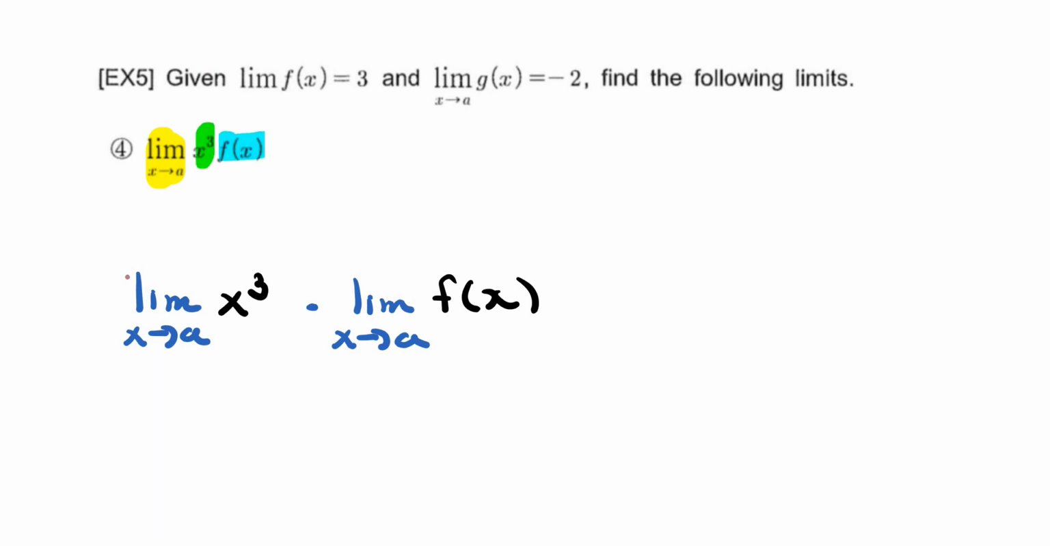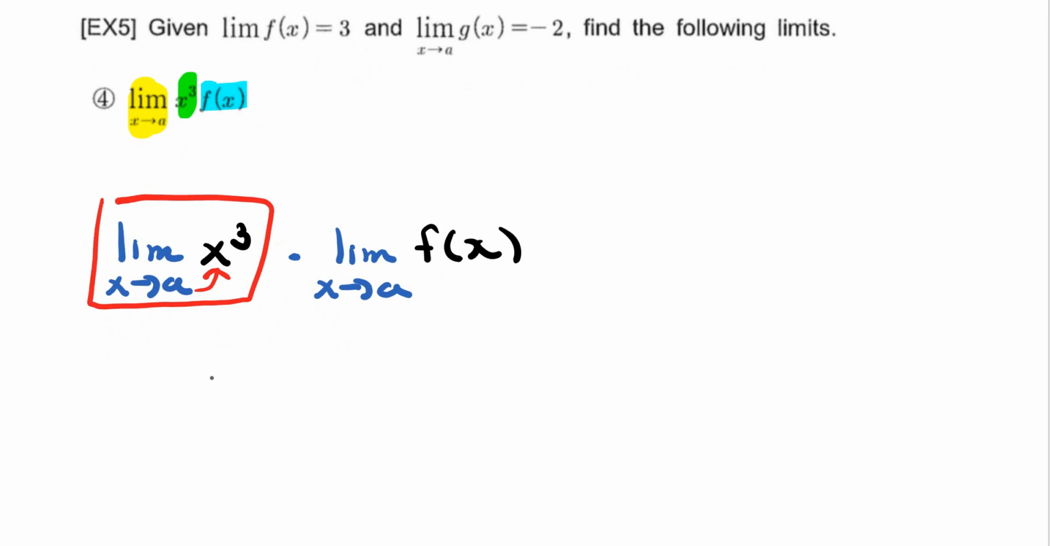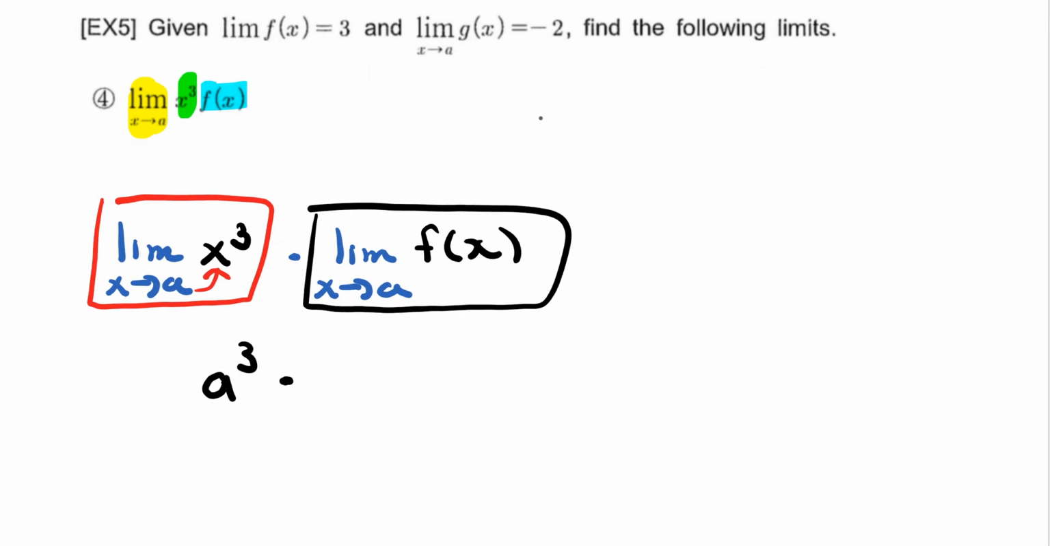Okay, so this right here, we just apply a direct substitution step. So x gets replaced with a, so that'll be a cubed times, and then we have this part right here, which is going to be 3, so 3 times a cubed is going to be just 3a cubed.